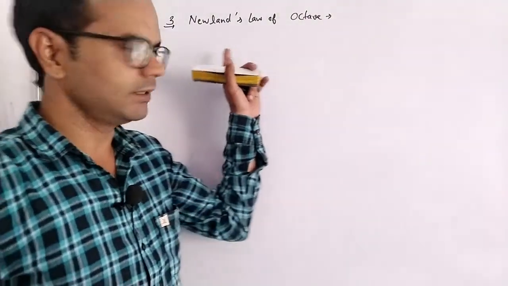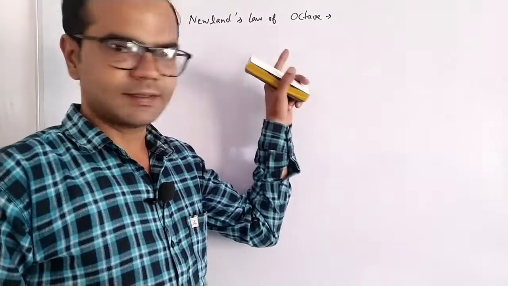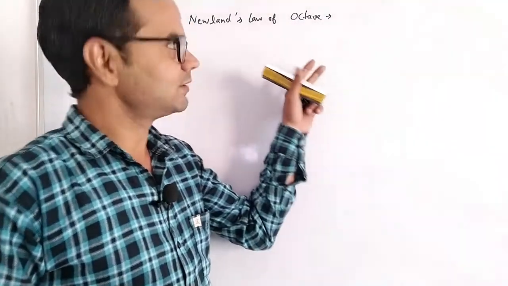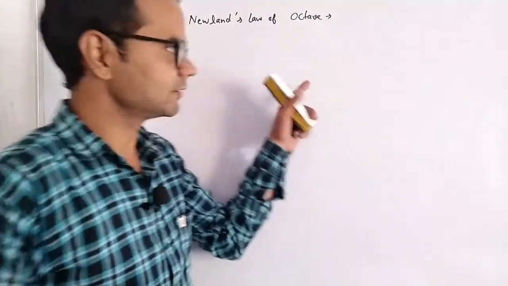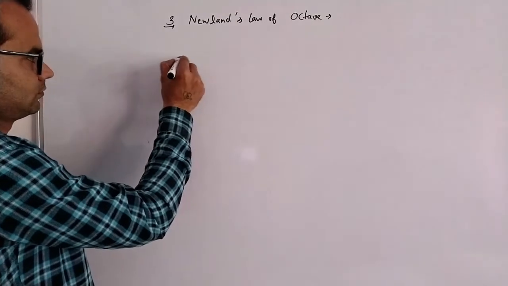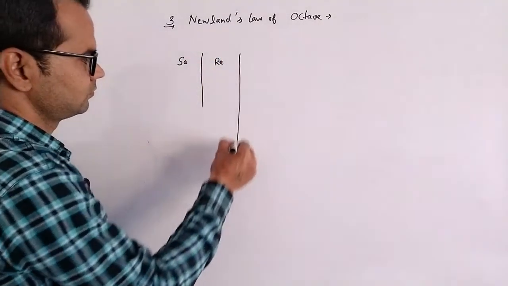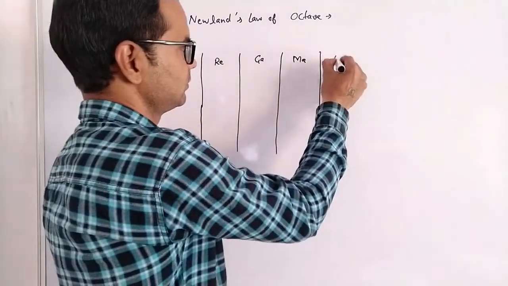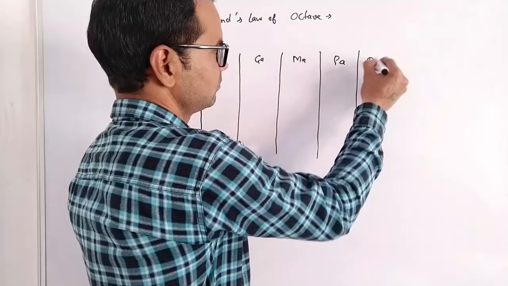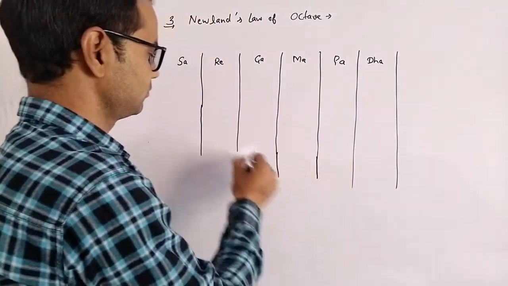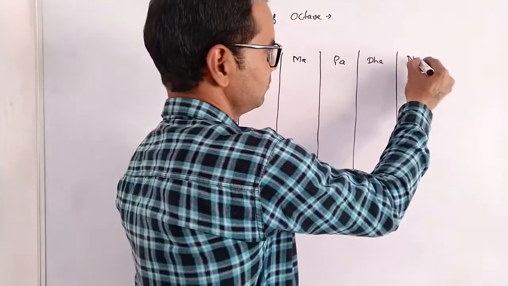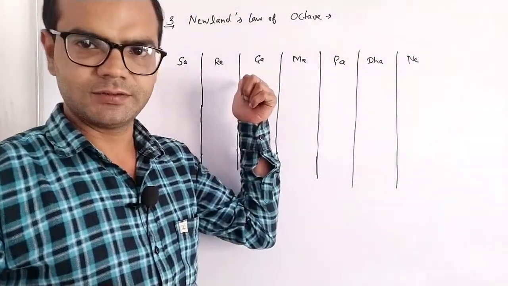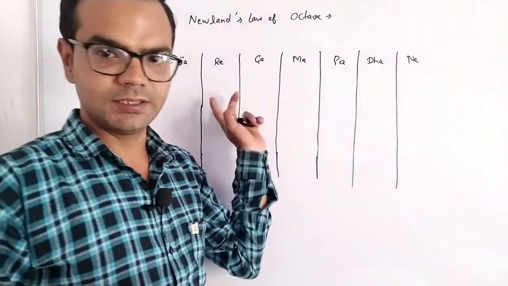The third historical attempt was given by Newland, and the law is Newland's law of octave. Octave means eighth element, the concept of 8. As we know, in the Indian music system, we use the concept sa re ga ma pa. In a similar manner, Newlands arranged elements in the same way. For example, we have musical notes sa re ga ma pa dha ni, and after that again sa repeats. So he used a similar concept to represent the elements in increasing order of atomic mass.